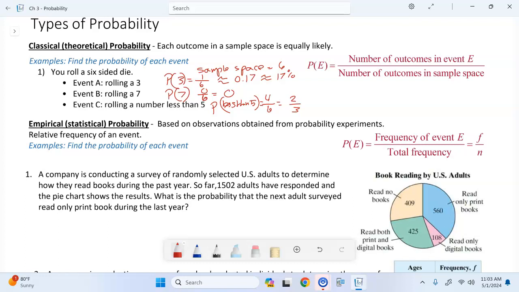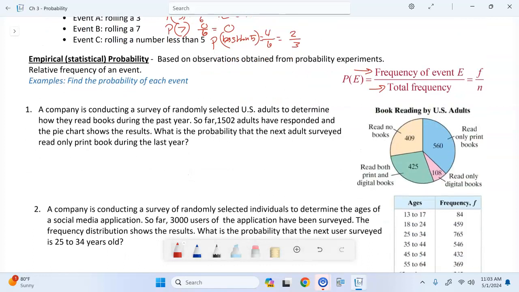And so we're measuring the frequency that an event actually happened and dividing it by the number of times we did a trial. So if I rolled the dice 20 times, I did 20 trials. And then the number of times I actually got a 3, that's the frequency of the event. We use this a lot when we're taking surveys. We have a survey of randomly selected adults about how they read their books in a year. We surveyed 1,502 adults, and we've got the information in the pie chart.